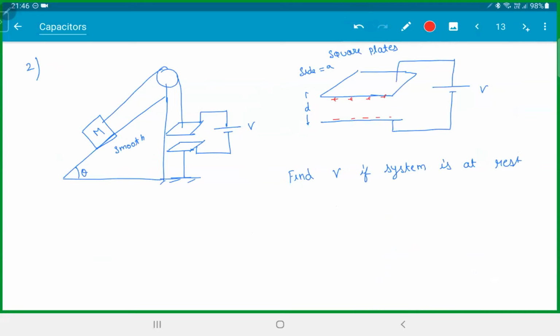So on one side we have a block of mass m, and on the other side you have two capacitor plates connected to a battery. Find the voltage of the battery if the system is at rest. To make the question tough, I could have made this surface rough with mu. That would have been more fun. But okay, let's get this first.